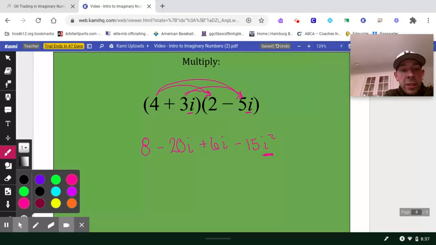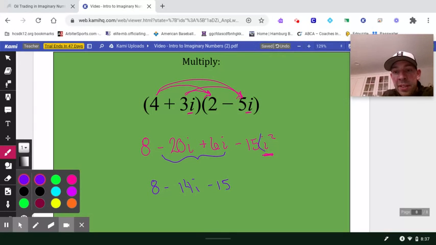All right, a couple of things we're going to clean up. First thing we need to do is just to combine these two like terms in the middle. And negative 20 plus 6 makes negative 14i. And then the next thing I want to do is replace this i squared with a negative 1. Every time you see i squared, replace it with negative 1. So when I multiply that negative 15 by a negative 1, I actually get positive 15. And then we're going to combine the 15 and the 8 to make 23. So 23 minus 14i is our final answer.